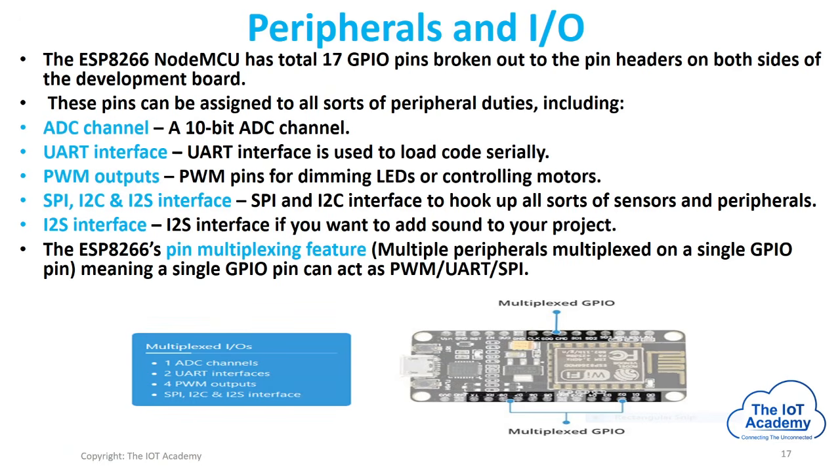If we talk about the peripherals, there are 17 GPIO, general purpose input output pins, a single ADC channel, 2 UART interfaces, 4 PWM outputs, and a single SPI, I2C and I2S interface. Another feature of ESP8266 pins is that multiple peripherals are multiplexed on a single GPIO pin. It means a single GPIO pin can act as a PWM, or as a UART or SPI, but only one peripheral at a time.